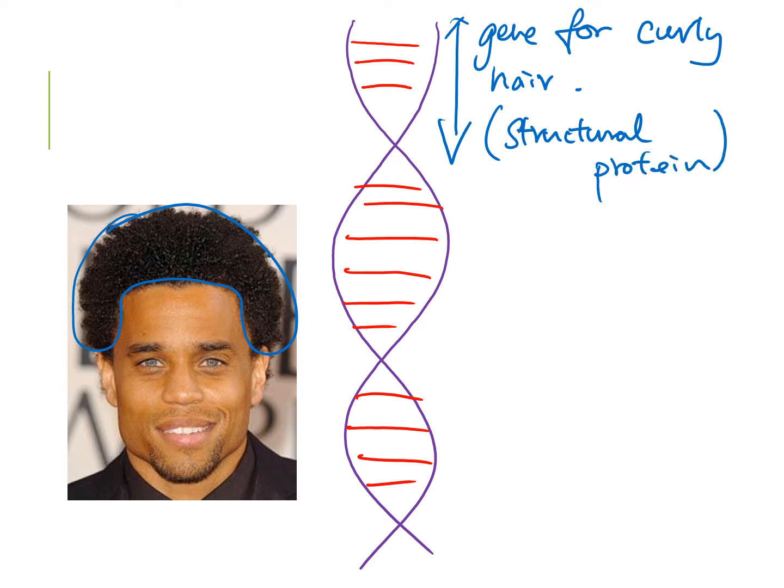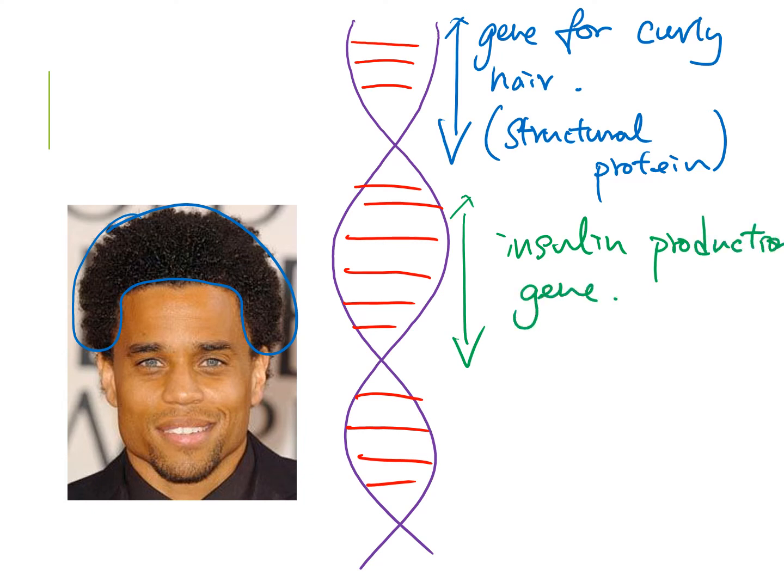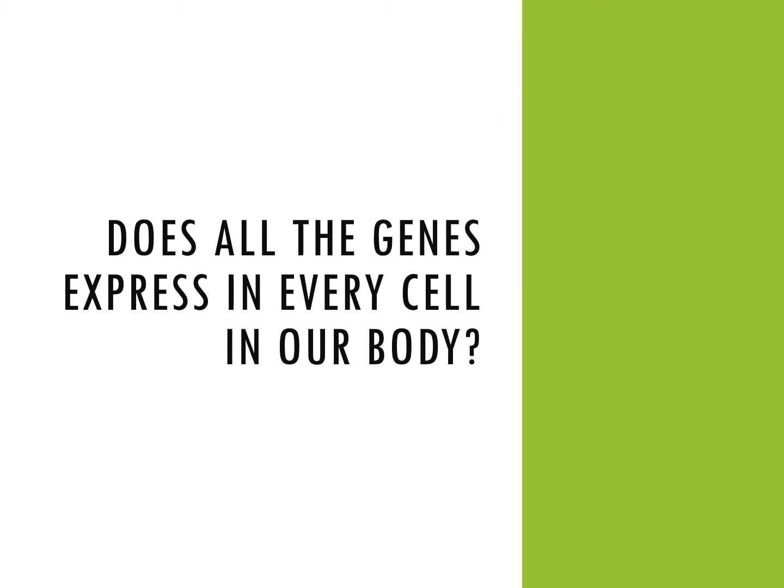What else does this man have? He might also have some important genes, such as the insulin production gene. What else? He has rather dark skin color, so he might also have a gene for skin color production.